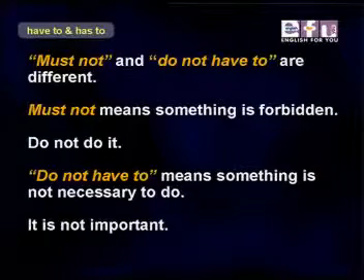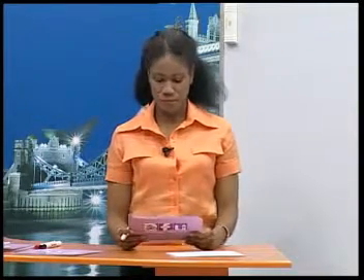Now we need to look at the negative forms of have to or has to. Take a look at the computer and follow along for these explanations. Must not and do not have to are different. Must not means something is forbidden. Do not do it. Do not have to means something is not necessary to do. It is not important. For the first and second person singular, and for plural subjects, we use don't.